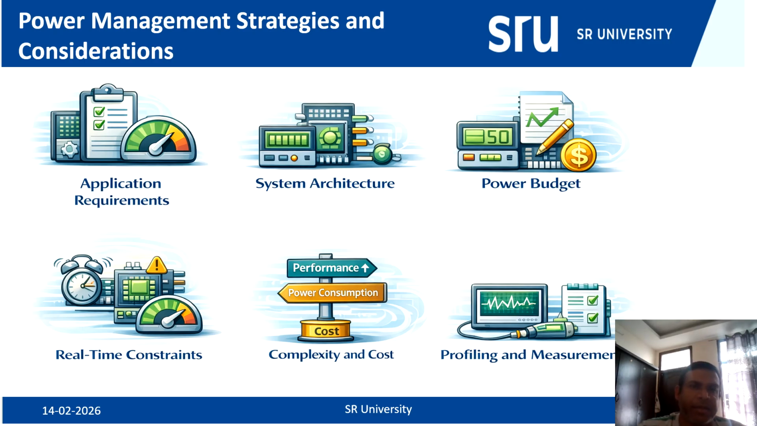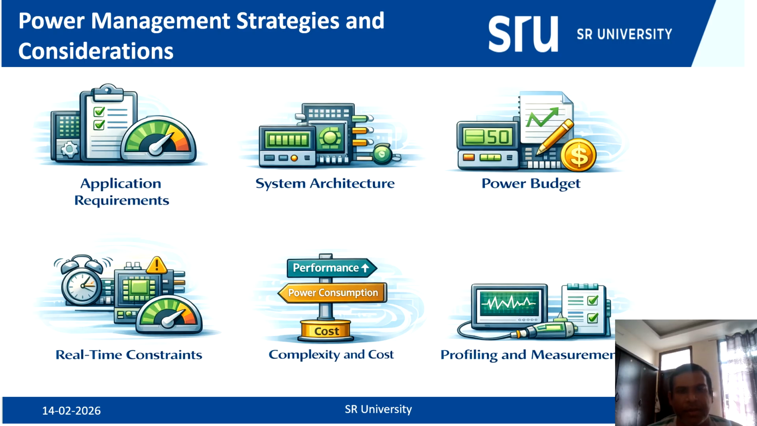Another key consideration is the power budget. Establishing a clear power budget early in the design phase provides a quantitative target for the entire system. This budget defines how much power each subsystem is allowed to consume and helps designers make informed trade-offs. Without a well-defined power budget, power management decisions often become reactive rather than systematic, leading to inefficiencies later in the design process.